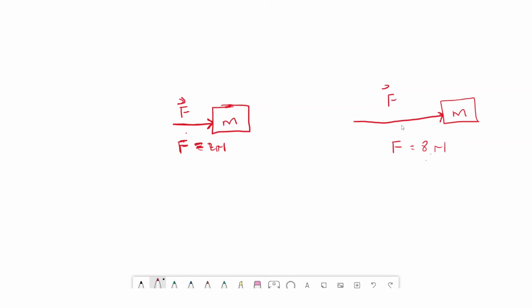We represent them as vectors. They're going to have a tail, and they're going to have a head. That force is applied on this mass, which means it is going to be felt by this mass.